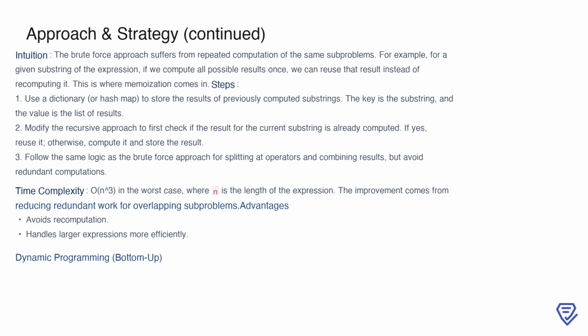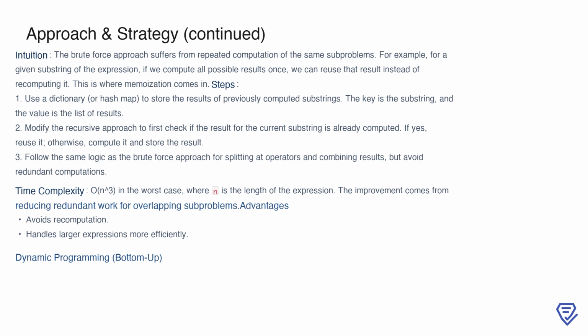To address this, we can use memoization to optimize the solution. The key idea here is to store the results of previously computed substrings in a dictionary or hash map. By using the substring as the key and its results as the value, we can reuse those results instead of recomputing them.